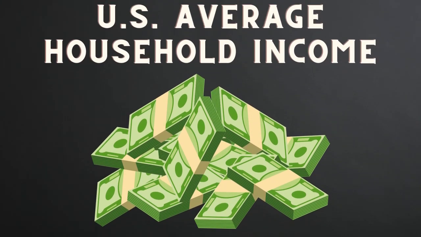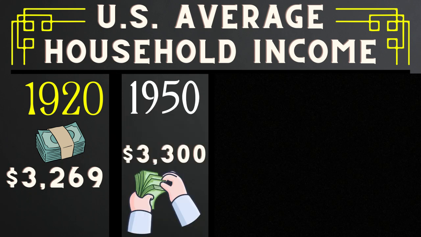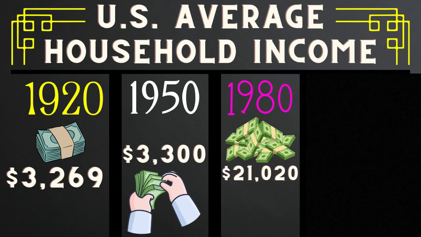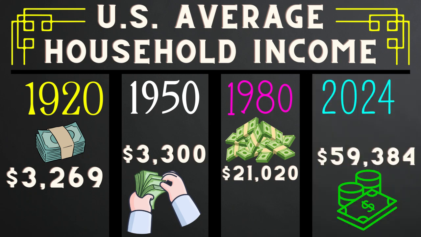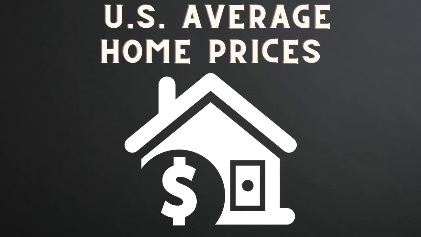First of all, let's take a look at the U.S. average household income. For the year 1920, the average household income was $3,269. In 1950, it rose to $3,300. In 1980, it rose to $21,020, and in 2024, it stands at $59,384.